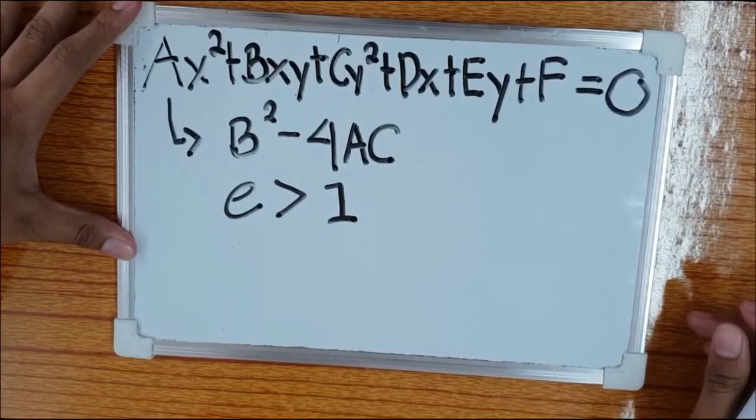The general equation of the form ax squared plus bxy plus cy squared plus dx plus ey plus f equals 0 is determined by the value of b squared minus 4ac. For a hyperbola, b squared minus 4ac is greater than 0. That is the value of the hyperbola's discriminant. The eccentricity, e, must be greater than 1. It means the value that you'll get from the equation must be positive and greater than 1.